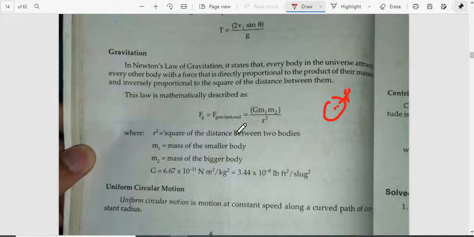Then your G represents a constant value, which is 6.67 times 10 raised to negative 11 newton meter squared per kilogram squared. Or you can use the English system, which is 3.44 times 10 raised to negative 8 pound feet squared per slug squared.